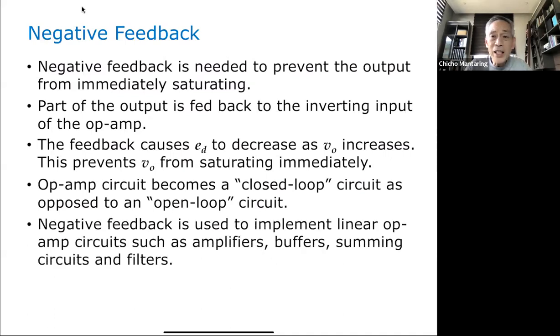So negative feedback is very important if you're going to implement a linear operational amplifier circuit, a linear circuit. Linear circuits are circuits where the output is linearly related to your inputs. When the relationship between output and input is linear, it doesn't have to be a straight line linear, no? It can be a linear differential equation. Then you call that a linear circuit.